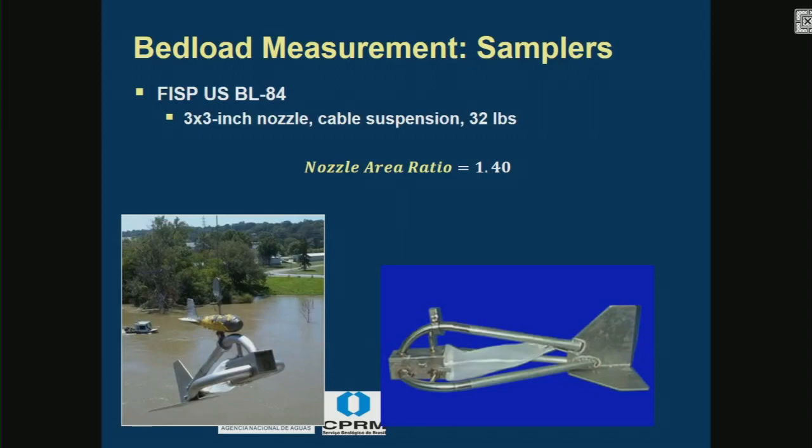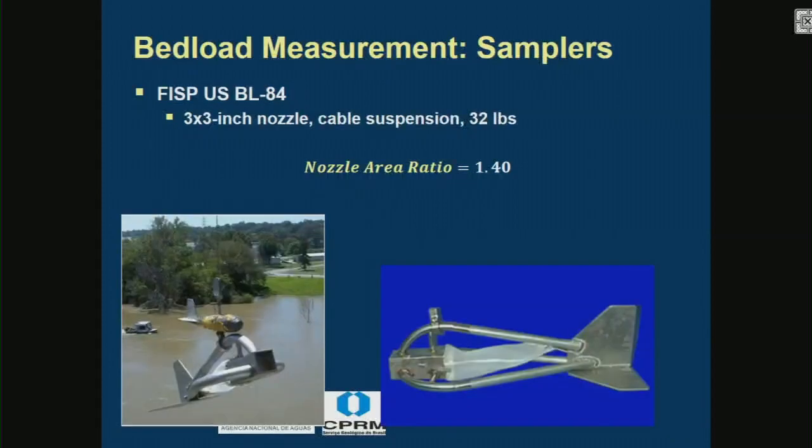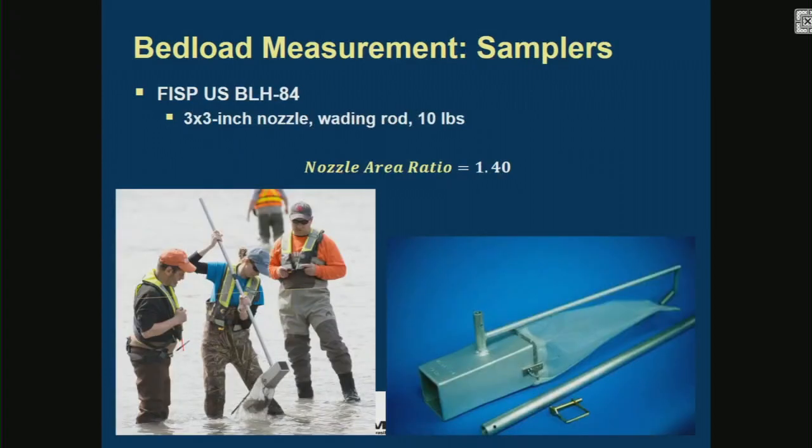So here's the FISP BL84. It's a 3x3 inch nozzle, 32 pounds. Although, similar to the other samplers, you can hang weights on it to make it heavier for faster velocities. And it has a nozzle area ratio of 1.4. This is essentially the same sampler, with the same nozzle area ratio. It's just the handheld version of it.